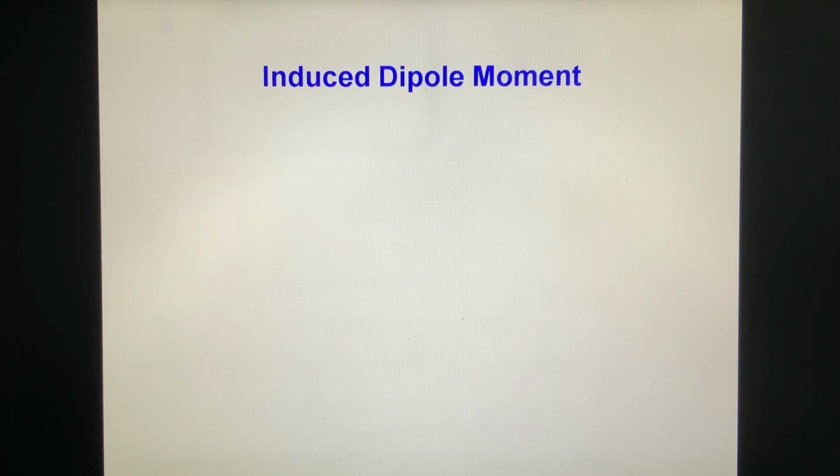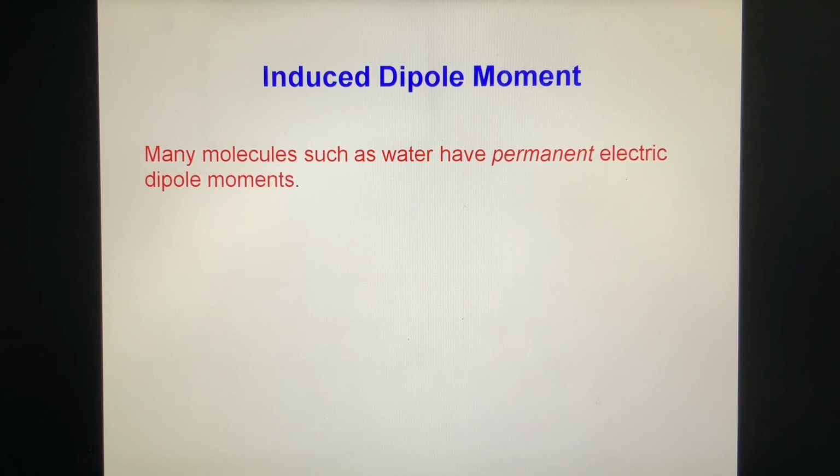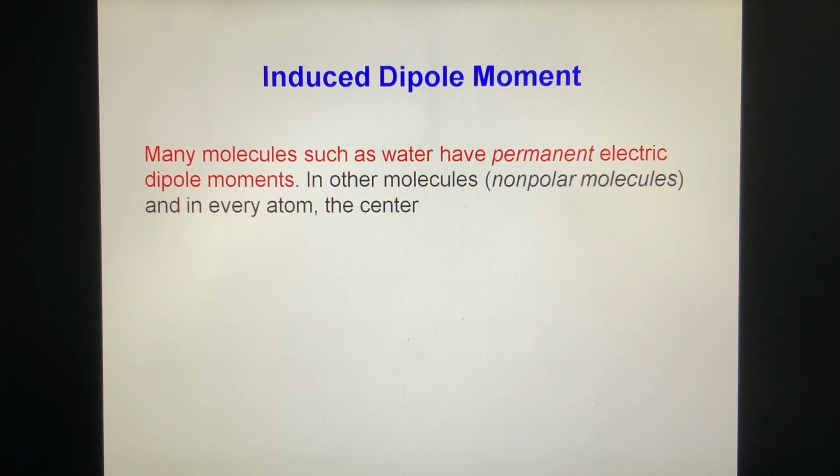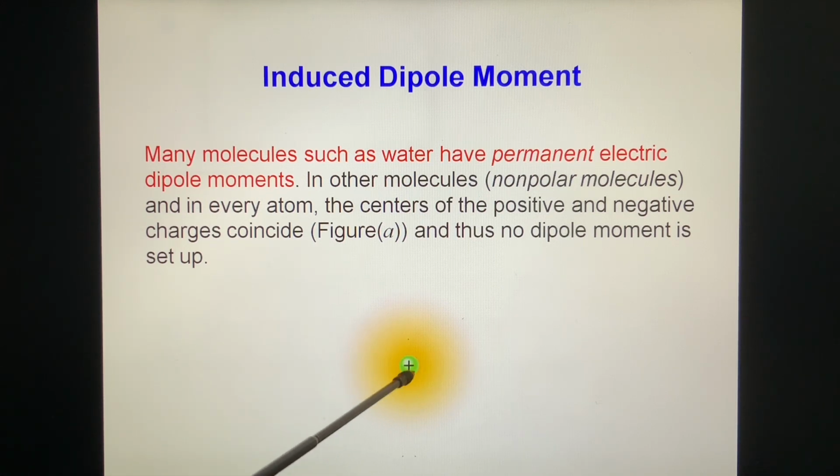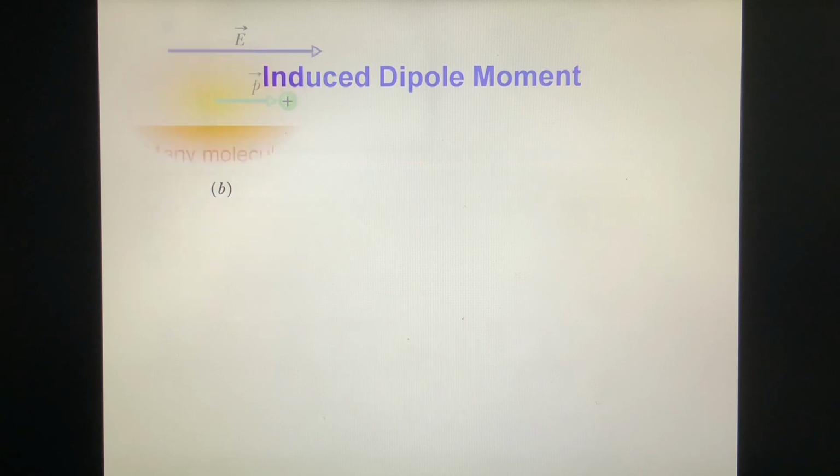Induced dipole moment. Many molecules, such as water, have permanent electric dipole moments. In other molecules, nonpolar molecules, and in every atom, the centers of the positive and the negative charges coincide, and thus no dipole moment is set up. This is no dipole moment before the electric field is applied. We call it the permanent electric dipole, which is zero in this case. But water has an electric dipole moment.